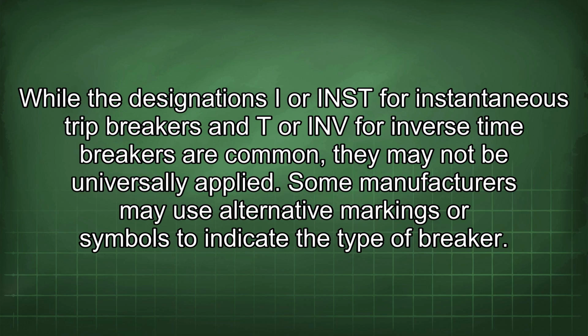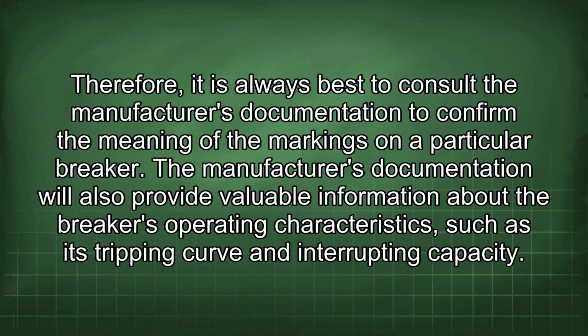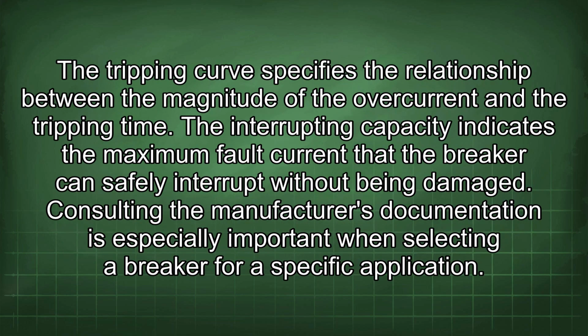Some manufacturers may use alternative markings or symbols to indicate the type of breaker. Therefore, it is always best to consult the manufacturer's documentation to confirm the meaning of the markings on a particular breaker. The manufacturer's documentation will also provide valuable information about the breaker's operating characteristics, such as its tripping curve and interrupting capacity. The tripping curve specifies the relationship between the magnitude of the overcurrent and the tripping time. The interrupting capacity indicates the maximum fault current that the breaker can safely interrupt without being damaged.